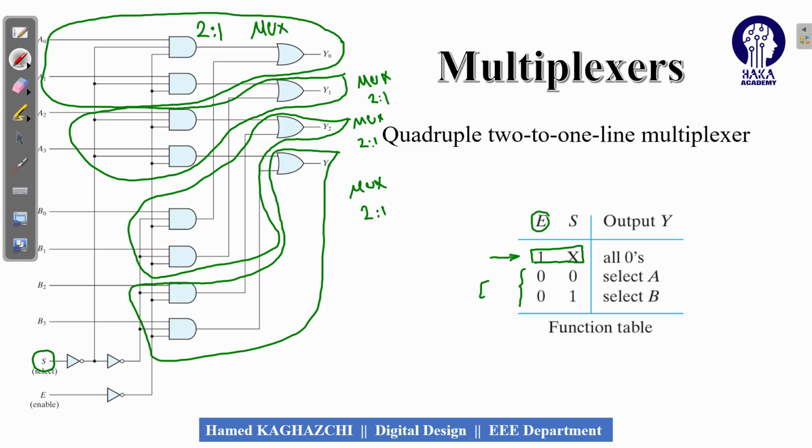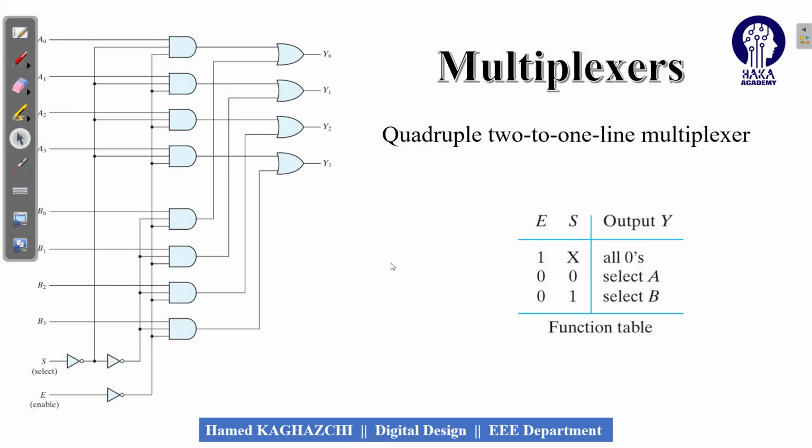When E is equal to 0, we can use the multiplexer. When enable is equal to 1, it doesn't matter what S is, all of the outputs will be equal to 0. Now I want to analyze and show you what's happening when enable is active, and when S is equal to 0, how we can select the A, and when S is equal to 1, how we can select the B. Now look here.